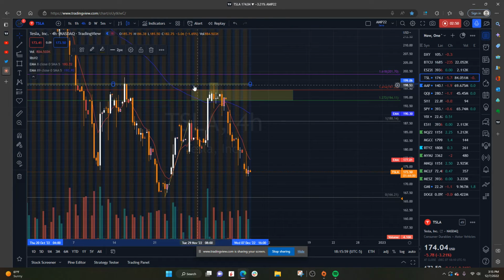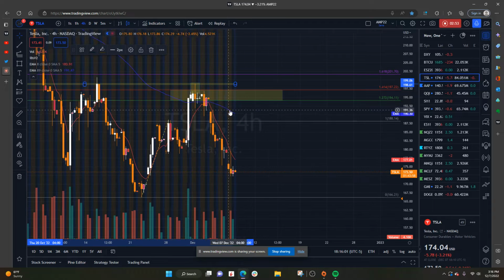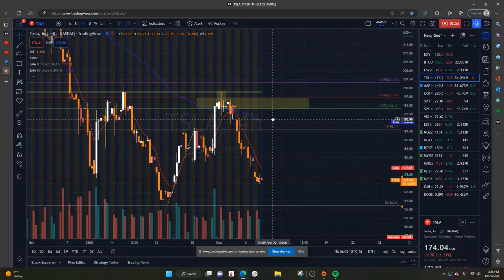Now, I don't always take this pattern short. There's a lot of guys in my particular trade room that do and love to do this. I don't use this that often. This particular time, I did use it because I knew that Tesla moved too far, too fast.